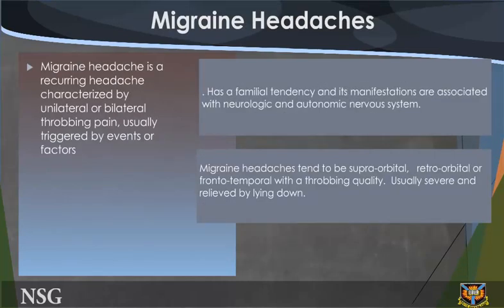Migraine headaches. Migraine headache is a recurring headache characterized by unilateral and bilateral drooping pain, usually triggered by events or factors. It has a familial tendency and its manifestations are associated with neurologic and autonomic nervous system. Migraine headaches tend to be supraorbital, retroorbital, or frontotemporal with a throbbing quality, usually severe and relieved by lying down.